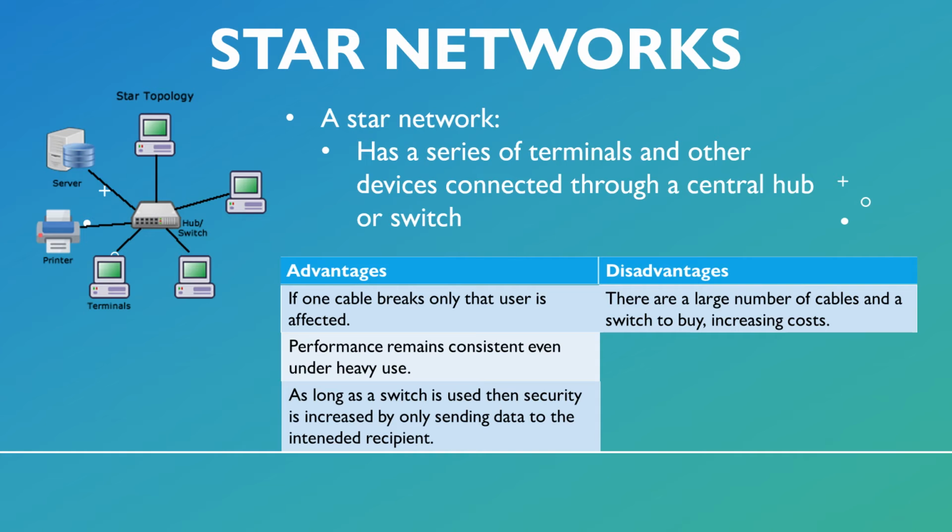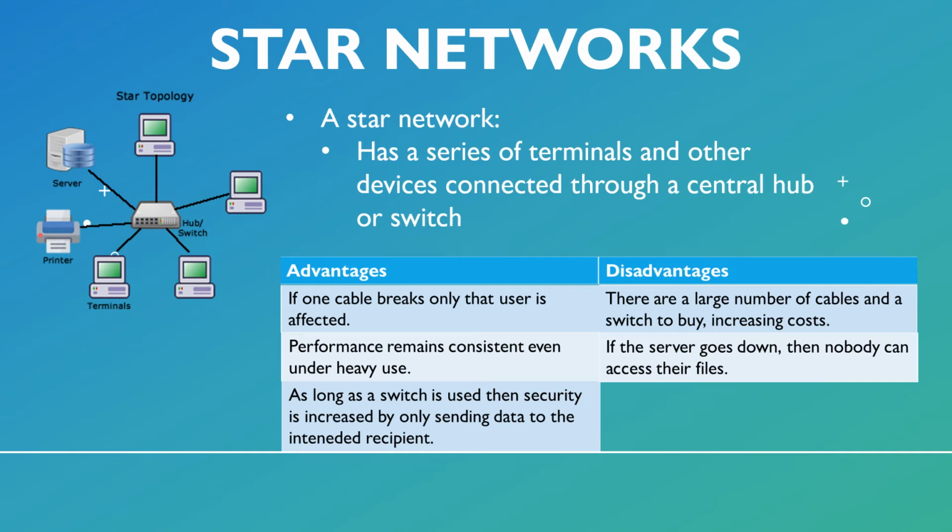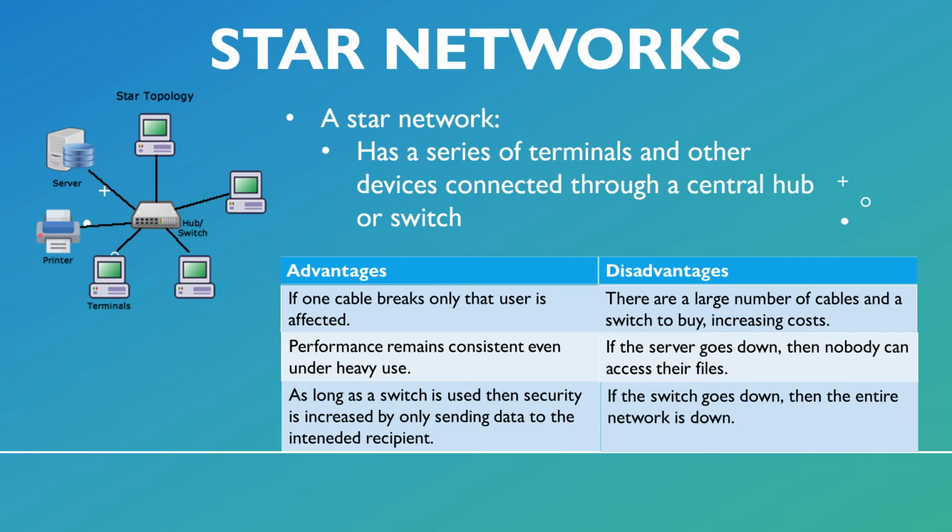The need for a lot of switches, servers, and network cabling can mean that star networks are very costly. If the server goes down, then nobody is able to access their files because everyone's files are stored on the central file server. If the switch were to fail, then the entire network would be down.